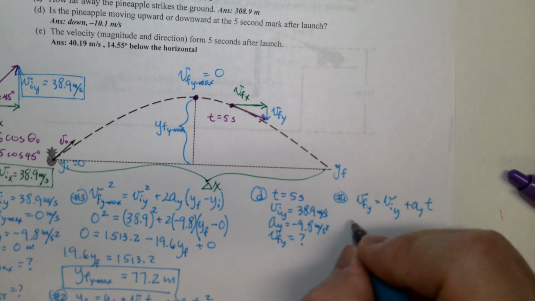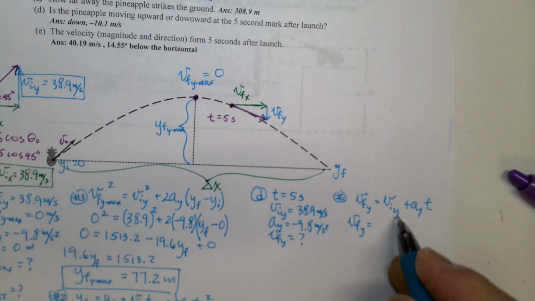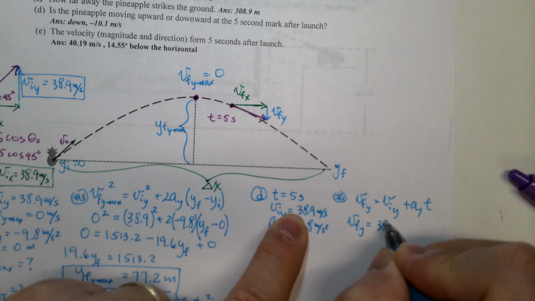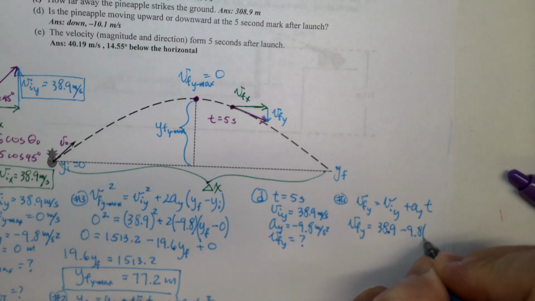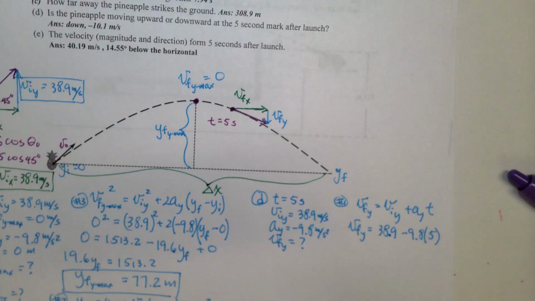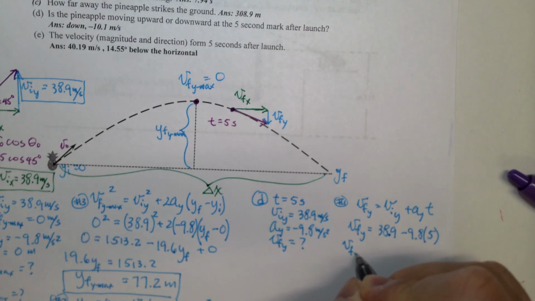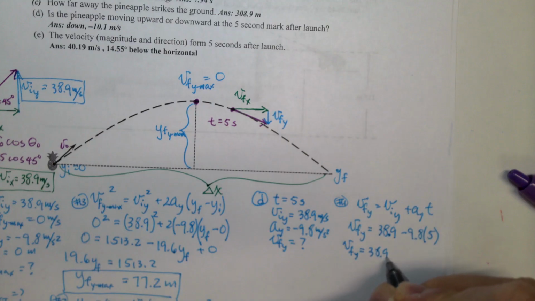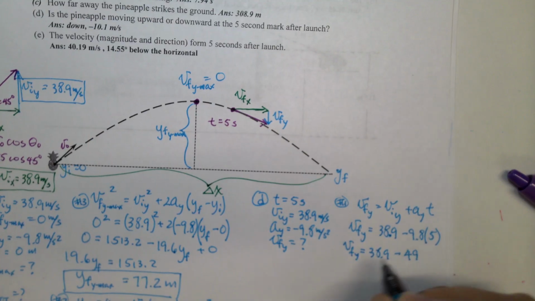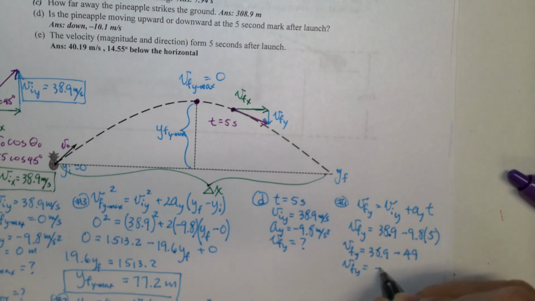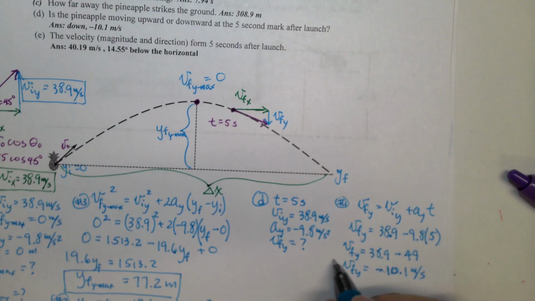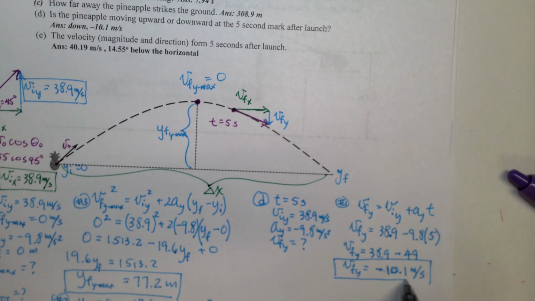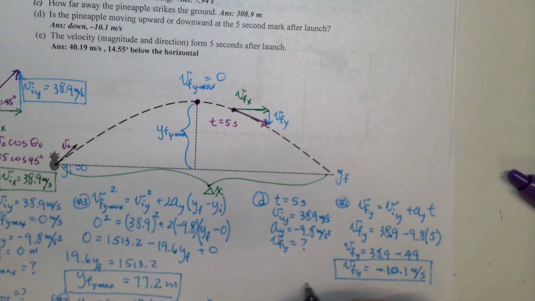Therefore, my VFY is equal to VIY, which is 38.9 minus 9.8 times 5. So if you work it out, my VFY comes out to 38.9 minus 49. So my VFY comes out to negative 10.1 meters per second, and look at that, because it comes out to be negative velocity, it must be going down, right?